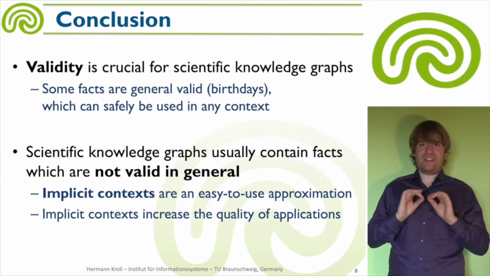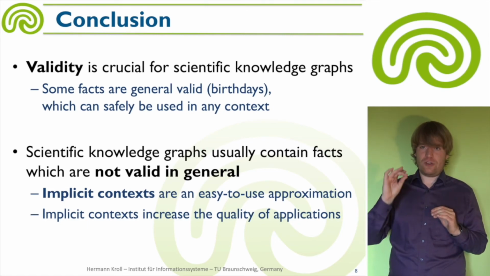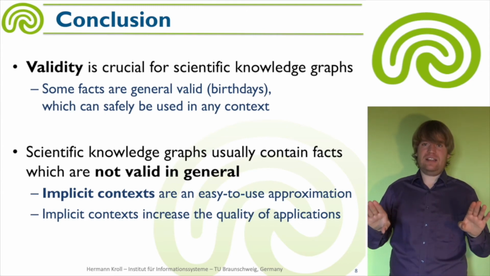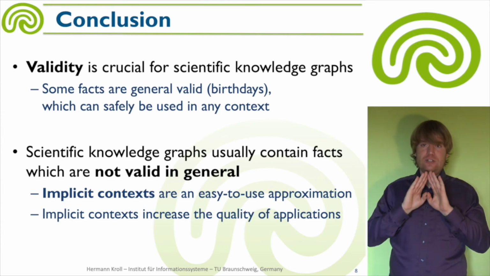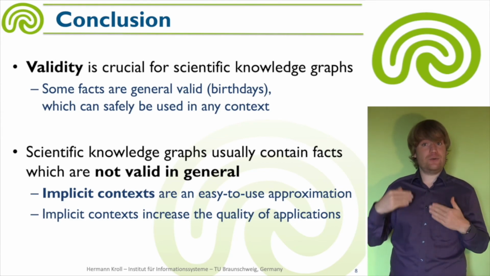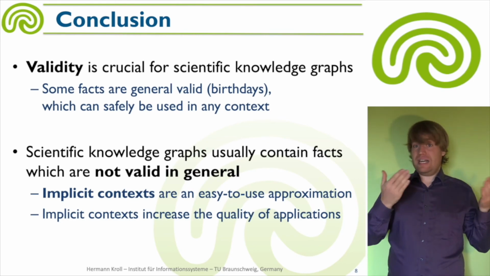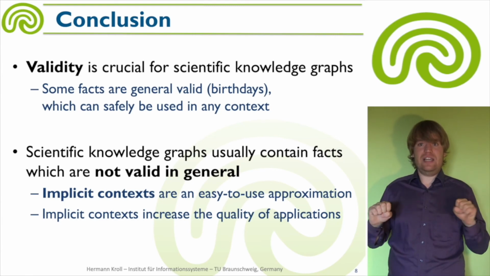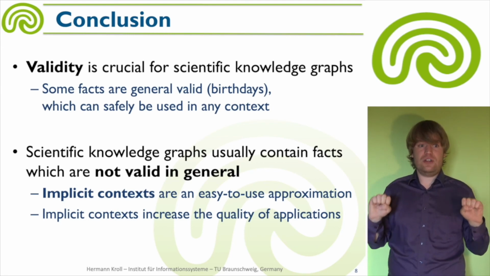So let me come to a conclusion. If you work with scientific knowledge graphs, you should always consider validity. So there might be facts, like birth dates, which you can use in any context, and the answer will always be valid in general. So there will be no problem for you. But especially if you work with scientific knowledge graphs, for example in the medical domain, then you might produce answers which are not valid in general because your facts are not valid in general. You have to consider the context of the facts if you fuse knowledge together.